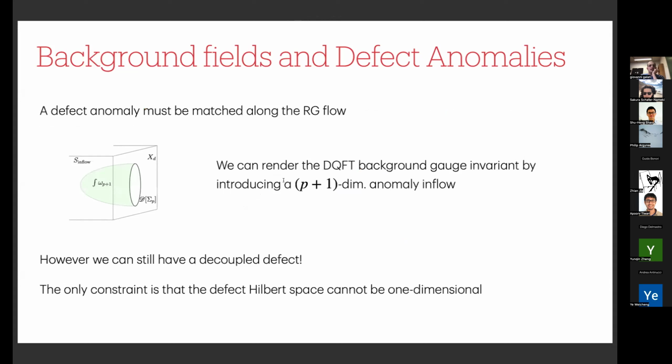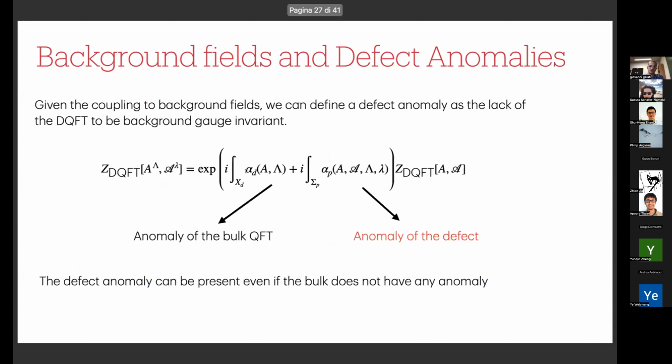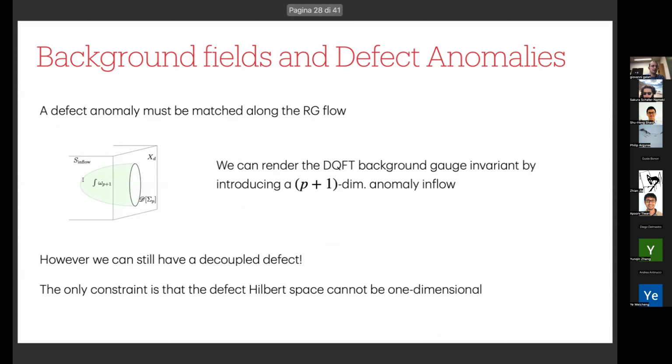Okay, so as you can imagine, the defect anomaly must be patched along the energy flow. And there is, again, this very nice picture of anomaly flow, which makes the defect quantum field theory background gauge invariant, just by adding an extra dimension. But now, on top of the standard anomaly flow, which cancels the phase which comes from the space-time contribution, we will get another anomaly flow, which is now defined on p plus 1 dimensions, and which will cancel the lack of gauge invariance that gets contribution from the defect.